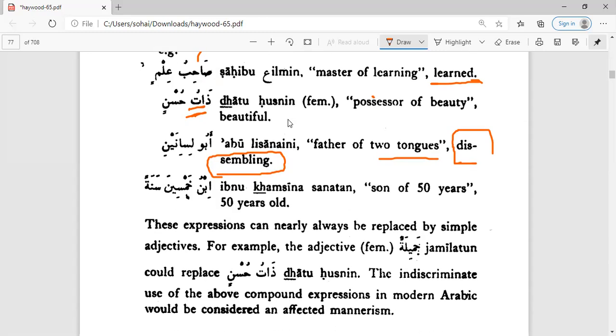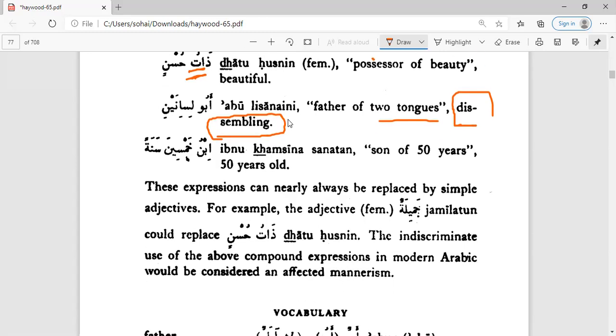Or if you say somebody's handsome, instead of saying Huwa Hasanun, he's handsome, you could say Huwa Zu Hasanin. It means the same thing. Again, there's another one, Ibnu Khamsina Sanatan, if you want to say he's 50 years old. There are other ways of saying 50 years old, but if you say Ibnu Khamsina Sanatan, he's the son of 50 years, literally. But don't worry about these.